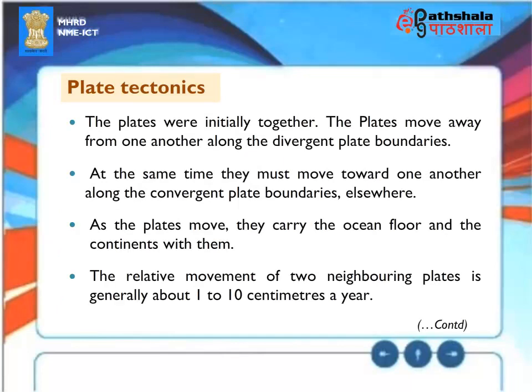Plate tectonics. The plates were initially together. The plates move away from one another along the divergent plate boundaries. At the same time, they must move toward one another along the convergent plate boundaries elsewhere. As the plates move, they carry the ocean floor and the continents with them. The relative movement of 2 neighboring plates is generally about 1 to 10 centimeters a year.